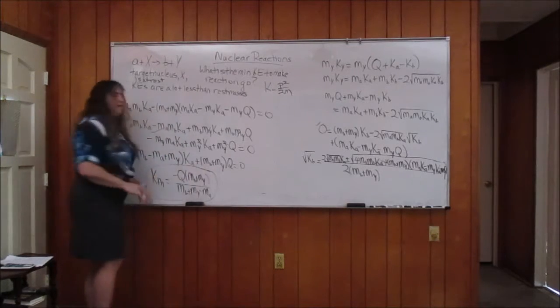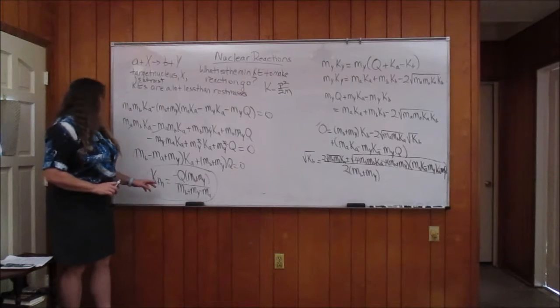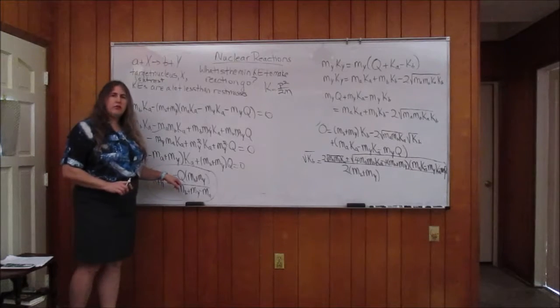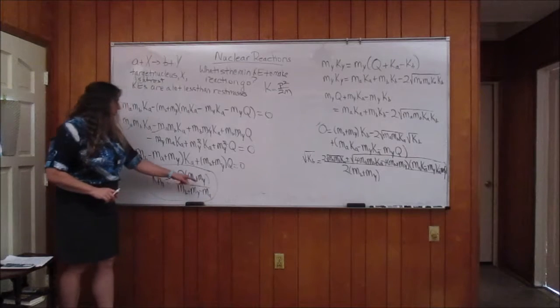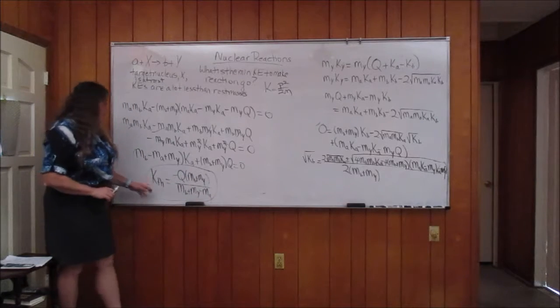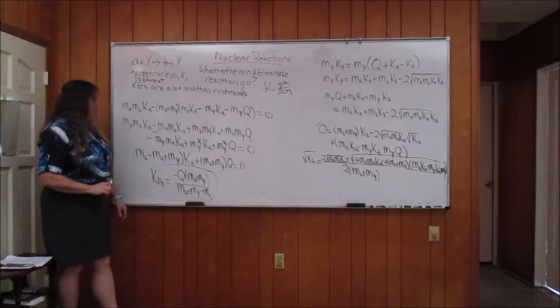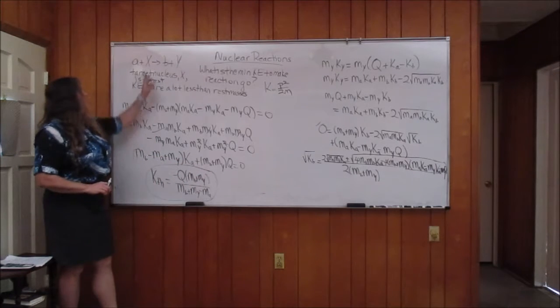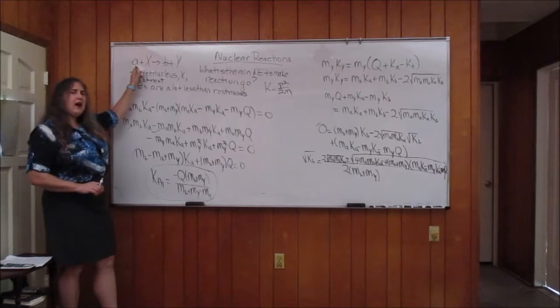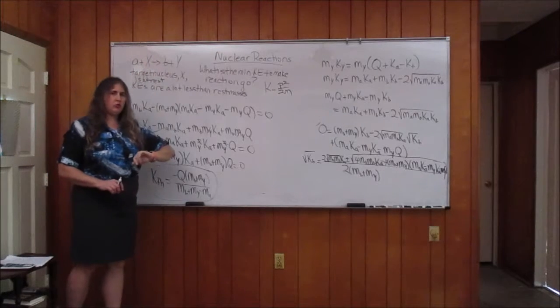threshold kinetic energy. The minimum kinetic energy to make this reaction go is equal to minus Q, the reaction energy, times mb plus my in the numerator divided by mb plus my minus ma in the denominator. So that's the minimum amount of energy that this particle needs to have in order for this reaction to occur.